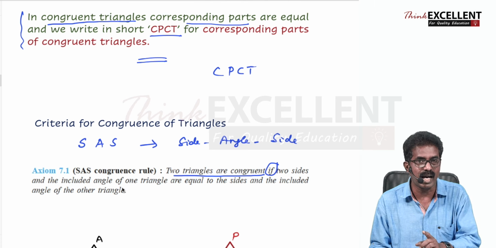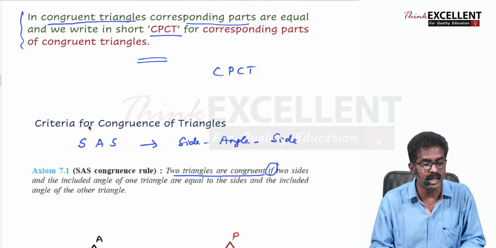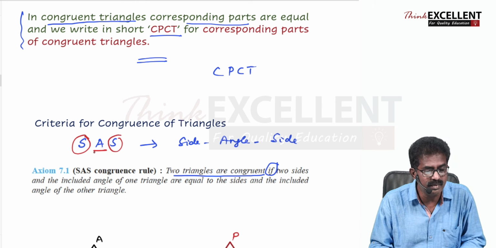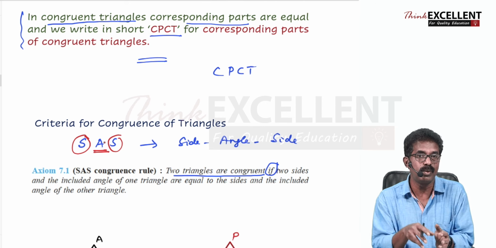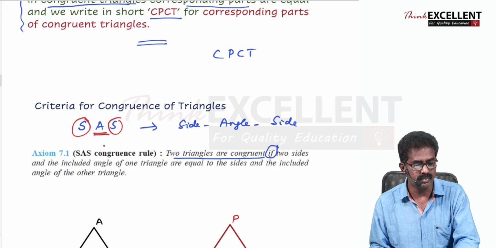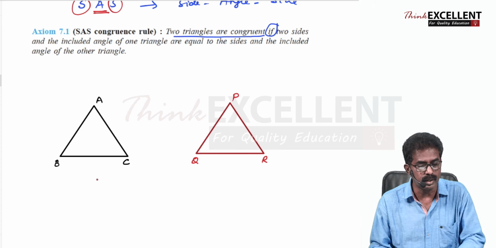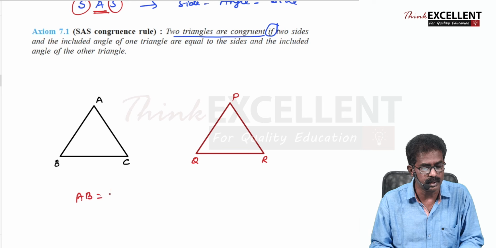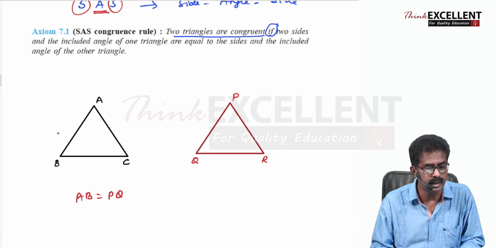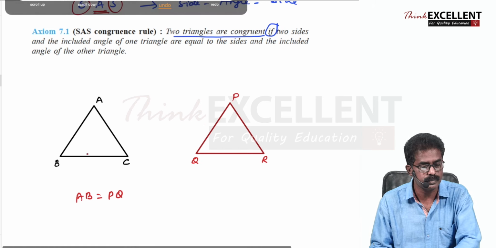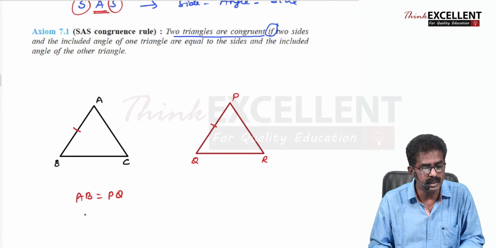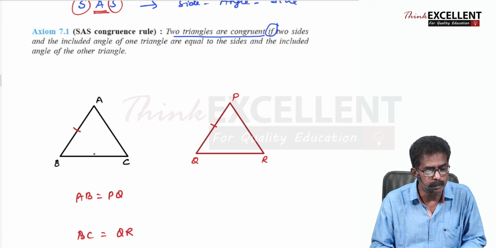So two sides and the included angle. That is why SAS: two sides, and in between we write A. So two sides and the included angle, not some other angle. Suppose I take a triangle here, and take two sides, AB equal to PQ, and BC equal to QR.